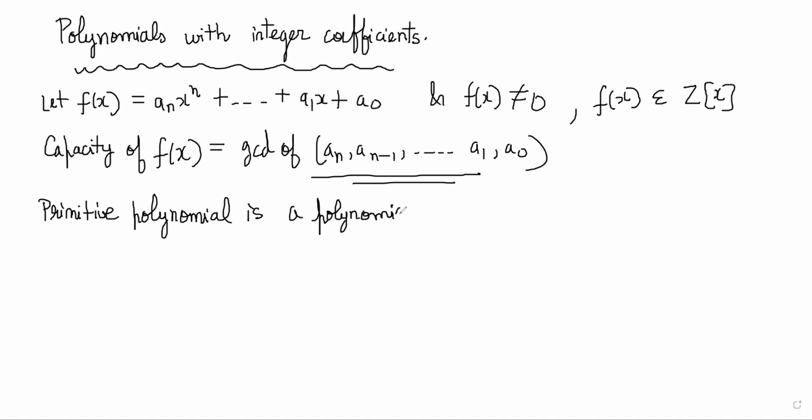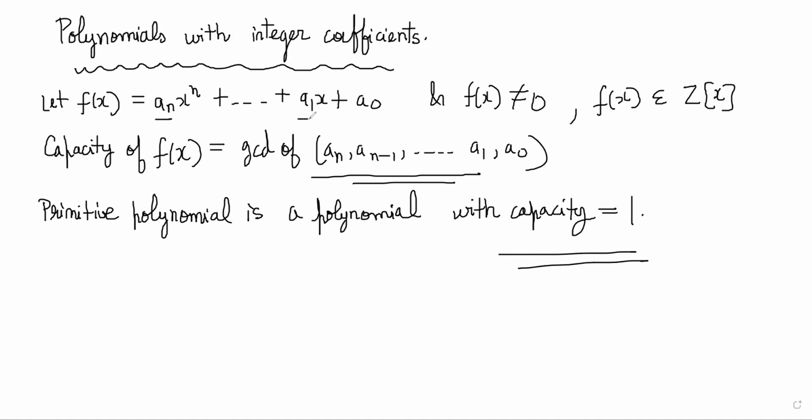A polynomial with capacity equal to 1. So what does that mean? A polynomial with capacity 1 is a polynomial where the GCD of the coefficients is equal to 1, right? Now, before we go ahead in this chapter, the key idea, the fundamental result that underpins everything here is Gauss's lemma, and we'll state and prove this lemma.